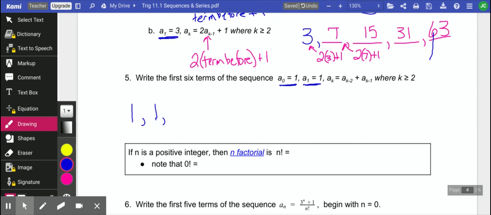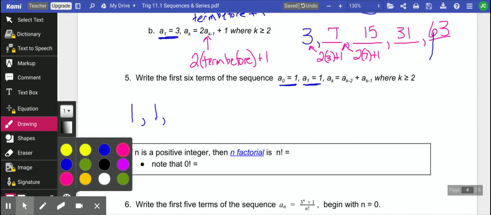And then, what are we doing here? AK, if you want to find AK, you take AK minus 2. That's 2 terms back. And you add it to AK minus 1. That is 1 term before. Okay, so if you want to find AK, you have to take the number 2 terms back and add it to the number that's 1 term back. So if we want to find this, we have to take the number 2 back and add it to that one that's before it. So 1 plus 1 is 2.